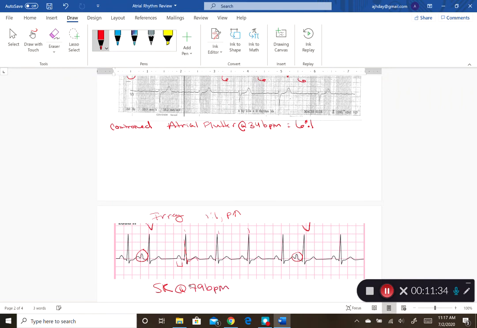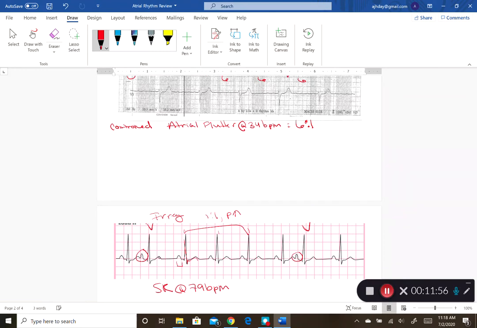Just make sure on these ones, when you're counting rate, you're counting the rate of the underlying rhythm. And I know this is the underlying rhythm here because it's what appears throughout most of the strip. So I have a sinus rhythm at 79 beats per minute. I don't have any ST segment changes, so I don't have to worry about that. It's a sinus rhythm, it's not Brady, it's not tacky.